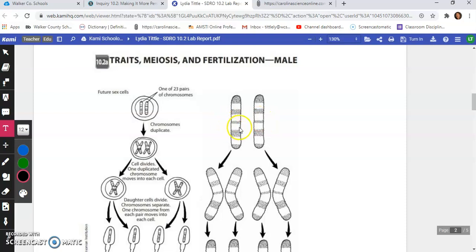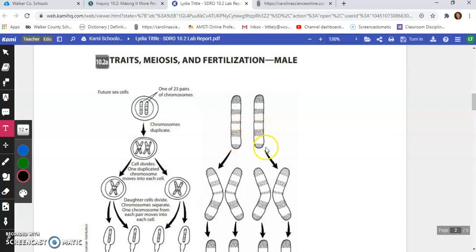Okay, then the next line for the hanging earlobes, if you have hanging earlobes, then you put big H, or you could put big H, little h. If you have attached earlobes, then you of course would put little h here.